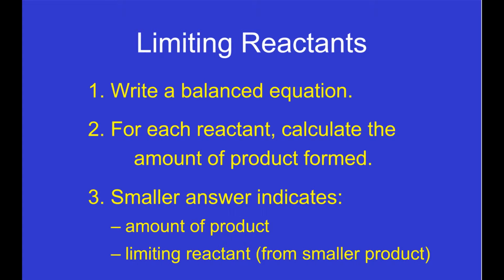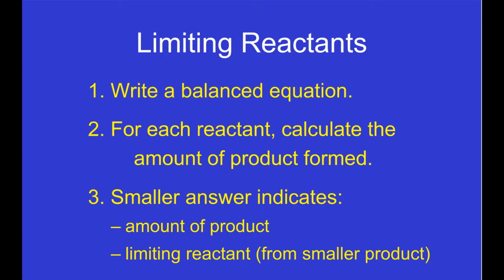Step 2, for each reactant, calculate the amount of product that we form. It should ask for a specific product, like how much sodium chloride is formed. And then that is the product that you're looking for. You will have to do 2 calculations that are stoichiometry calculations.